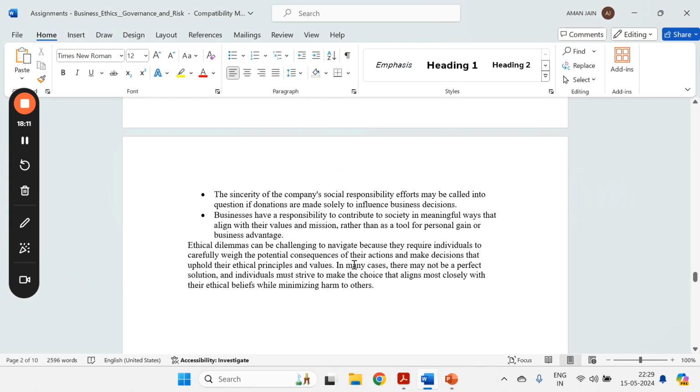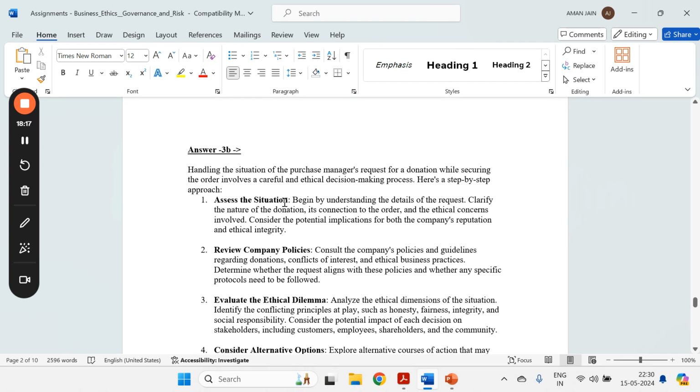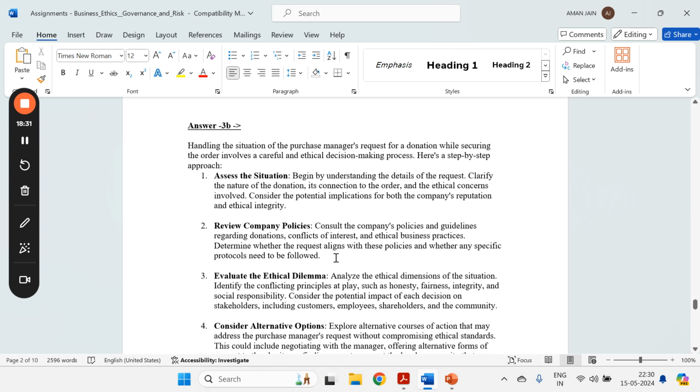So I'm directly going to the answer. This is, I think, 7 or 8 steps which I mentioned. The first one is assessing the situation. You need to assess the situation: who is the donor, what's the background all about. Then next is review the company policies, what the company policies say about donations, because it should not go against the company policies.